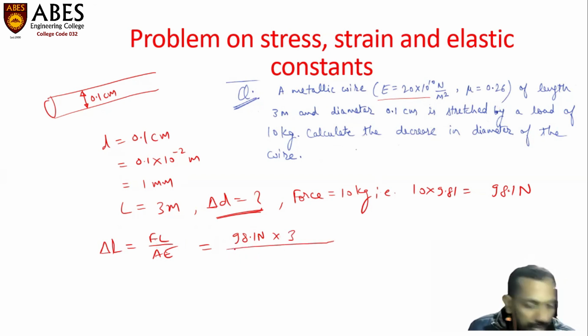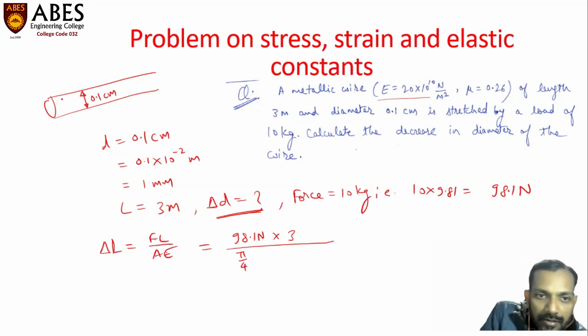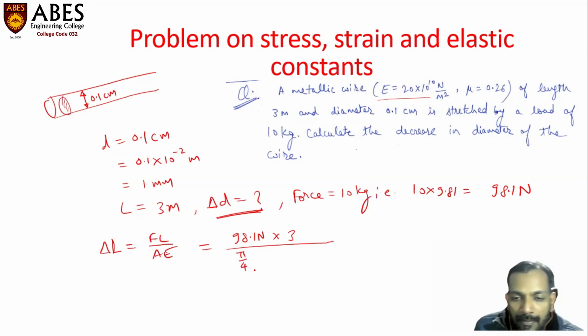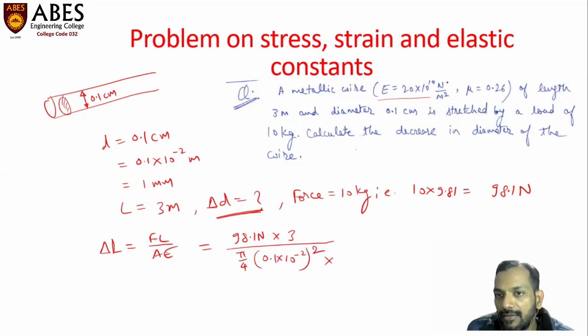What is the area? The area of the cross section is pi by 4 d square, pi by 4 diameter square, or pi r square. So I'm using this formula for calculation of cross section. This will be the cross section, circular. So pi by 4 into diameter square. Diameter is 0.1 centimeter. That is 0.1 into 10 to the power minus 2 meter and square. Multiplied by E. What is the value of E? It is given in the Newton per meter square. Directly we will use this value 20 into 10 raised to the power 10.